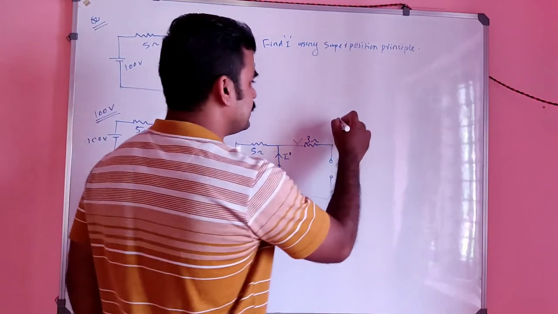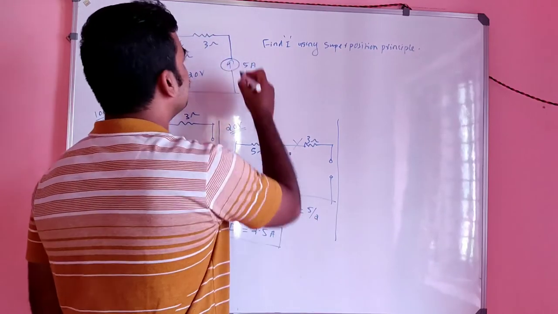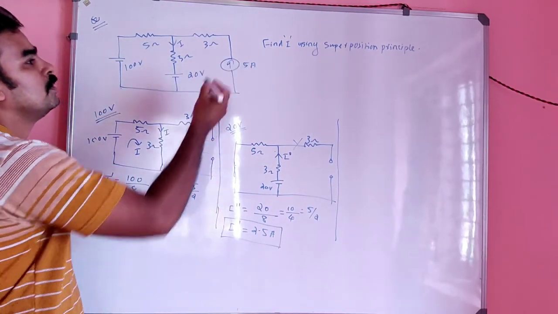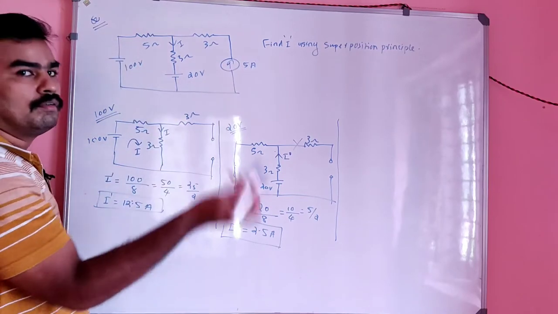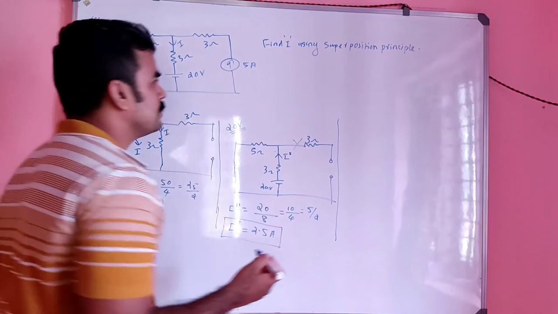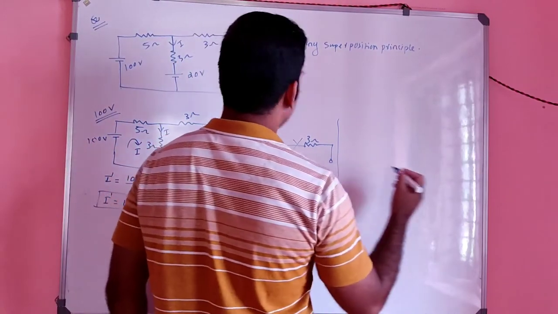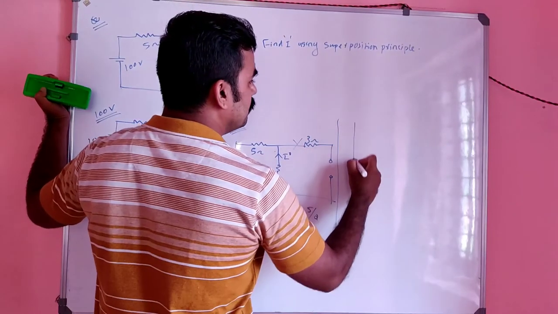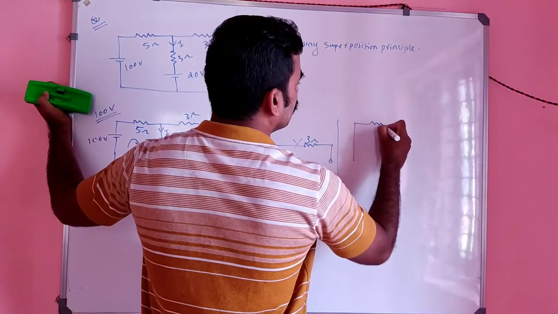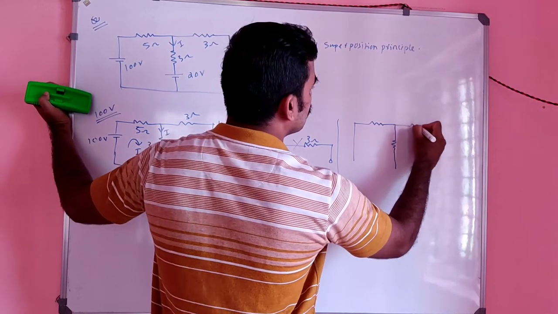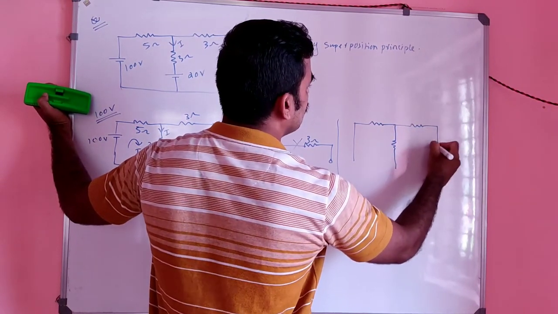And next case, what is the next case? Consider this 5 ampere only. At that time, all of the other sources will be in switched off condition. Switched off means voltage source is short circuit or current source is open circuit. So consider this 5 ampere only, and the remaining will be short circuit condition. So this will be short circuited, and this also will be short circuited.